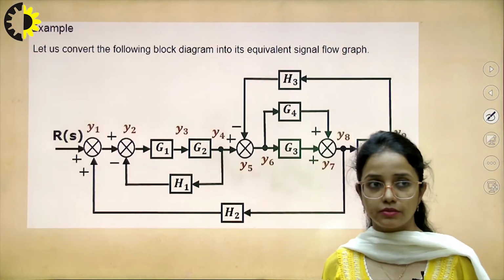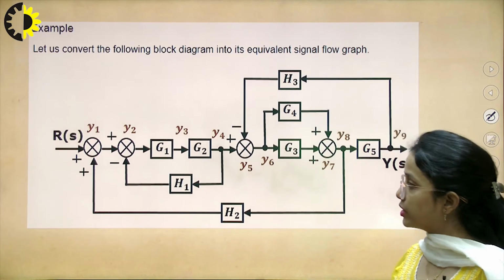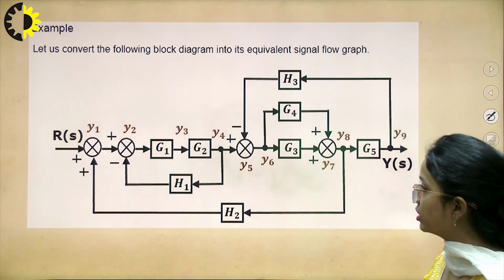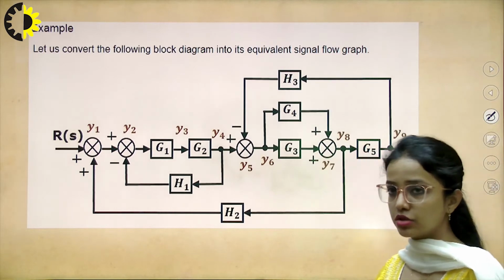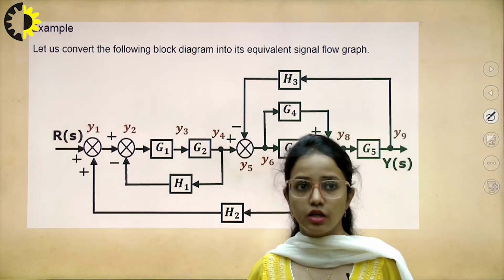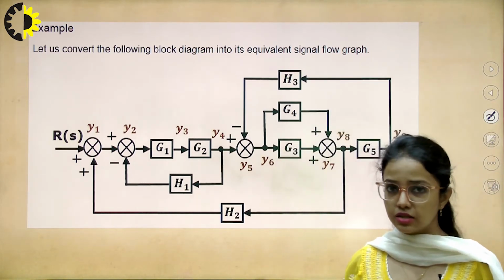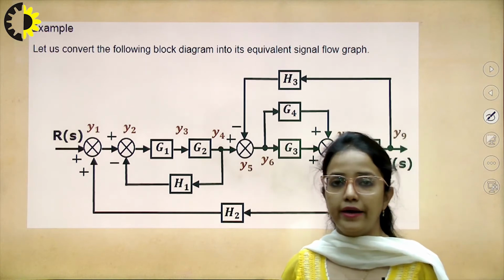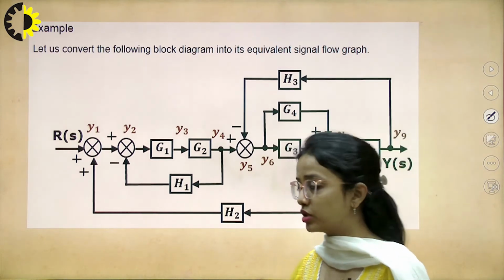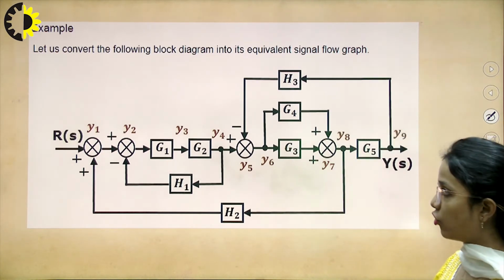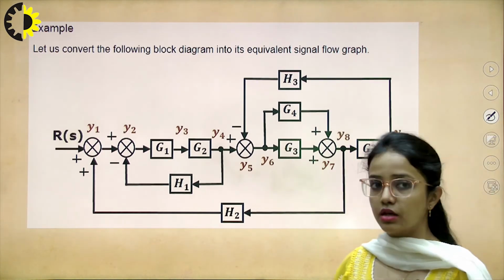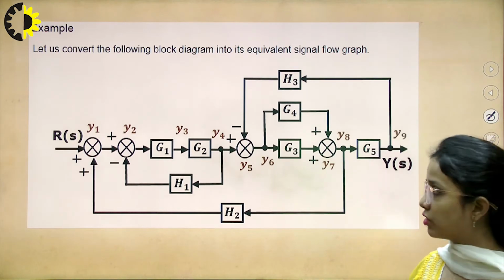So this particular example we have to see, it is a block diagram. We have practiced quite a few numericals in my previous lectures. So this is a block diagram. We see that this looks so complex, and block diagram reduction would take sufficient time. So now we will see how we will convert this particular block diagram into a signal flow graph.